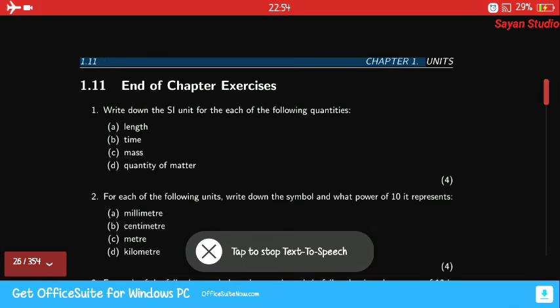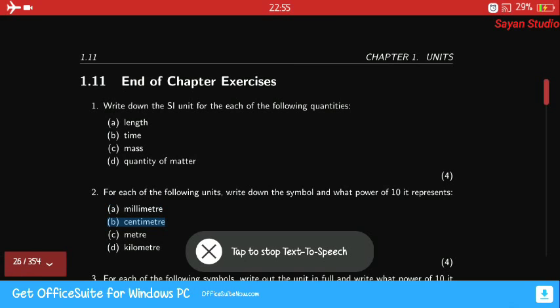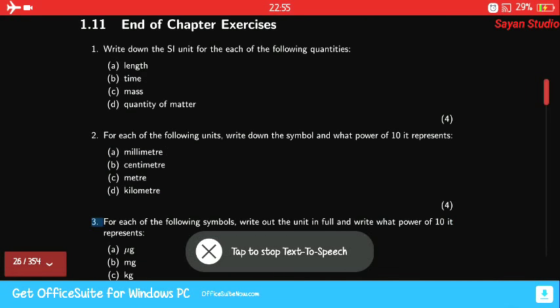1.11 End of chapter exercises. 1. Write down the SI unit for each of the following quantities. A. Length. B. Time. C. Mass. D. Quantity of matter. 2. For each of the following units, write down the symbol and what power of 10 it represents. A. Millimeter. B. Centimeter. C. Meter. D. Kilometer.